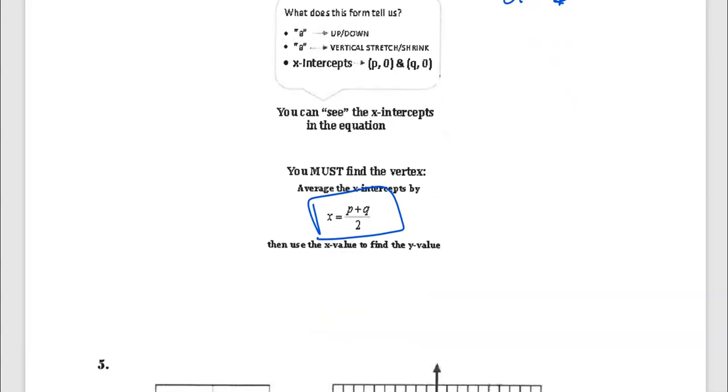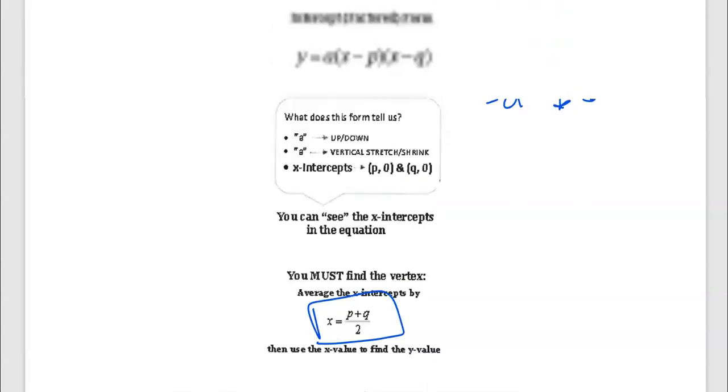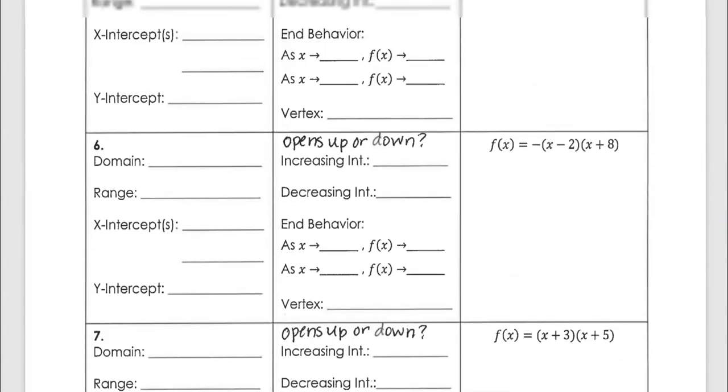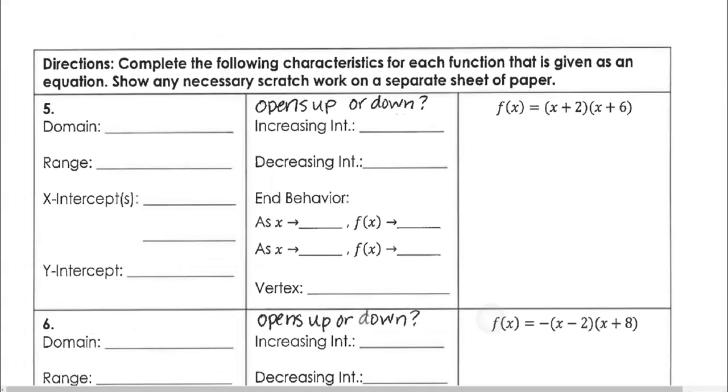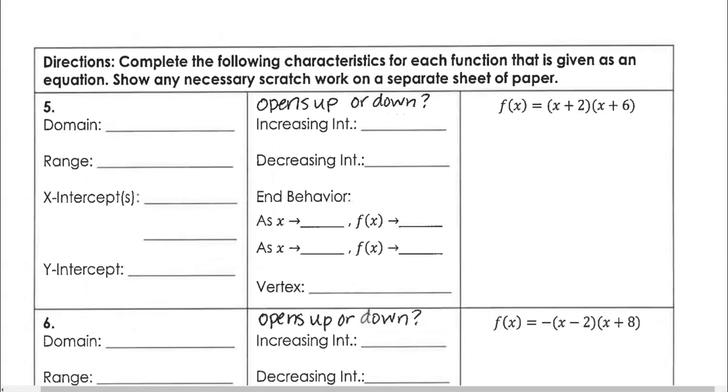All right, ready to do some? Yes. Let's do some. Here we go. I have X plus 2 and X plus 6. What's your domain? Good. It's still infinite. This does not change. It's still infinite. Okay.